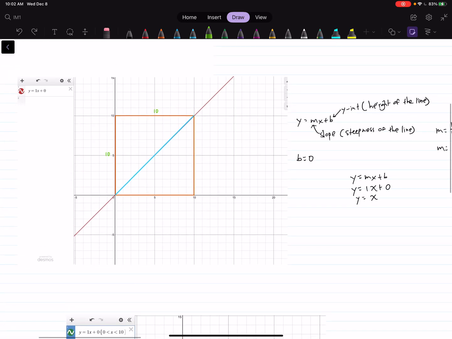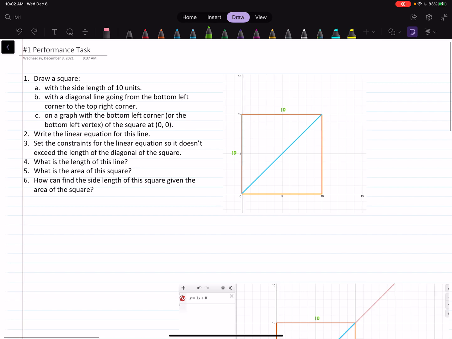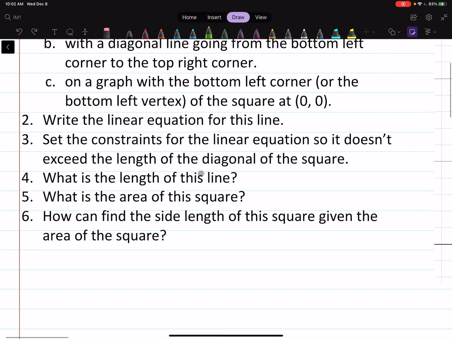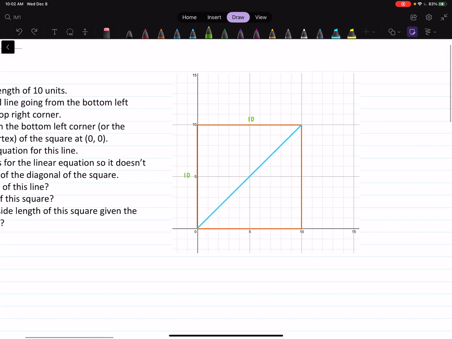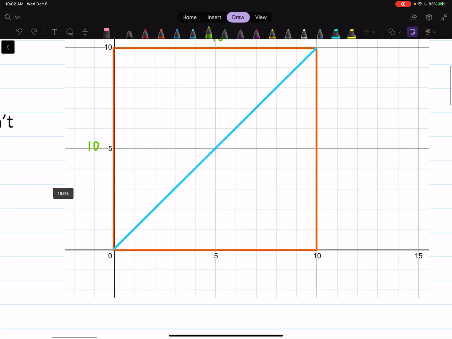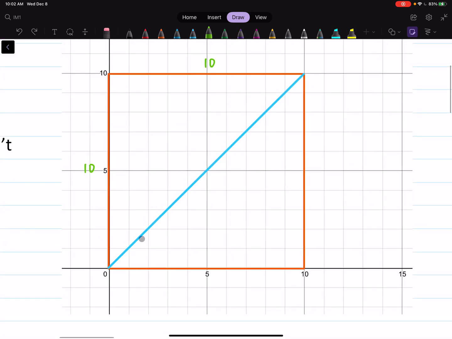So now let's take a look at the next one. All right, so what is the length of this line? We found that. What is the area of this square? Okay, so we were talking about area a little bit, and I do want to just show you guys here. As you can see, if we count all the squares here, right? So let's count all the squares. I'm gonna get rid of this here. I'm gonna count the squares.